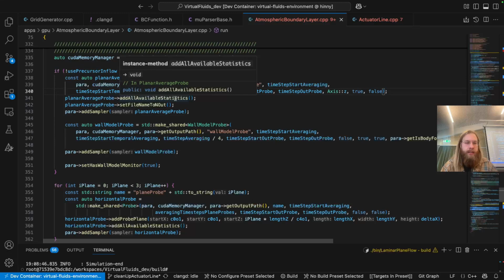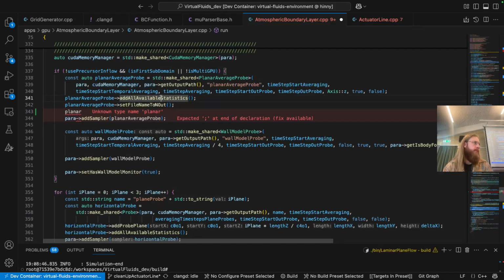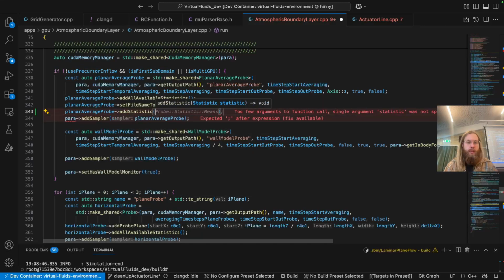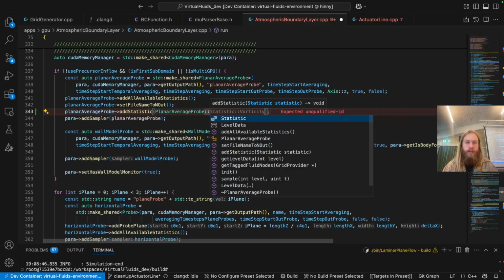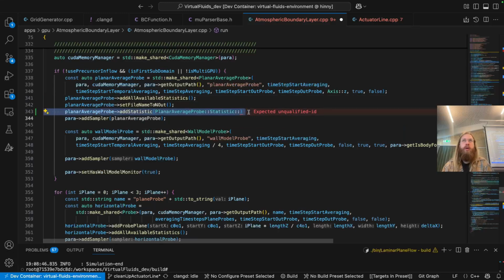And then also you can add quite a lot of different statistics that you can compute. Usually we just say all of them, but you can also set them individually. Planar average probe, add statistic, and then you have to pick a statistic. So you can have the means, the covariances, so second order statistics, and then also the third and fourth order statistics, for all velocities and also concentration, if you have a concentration. For the higher order, the third and fourth, only the auto variances, but for the other ones also all the covariances.